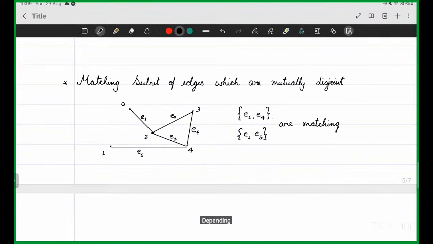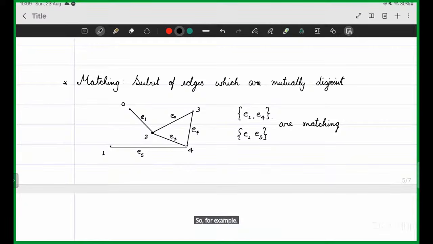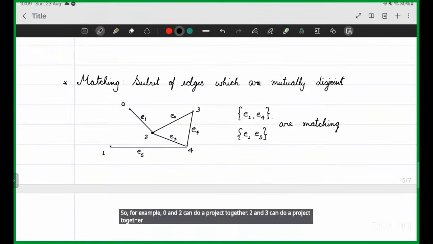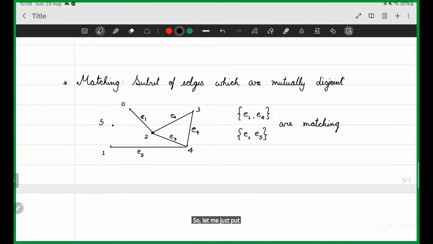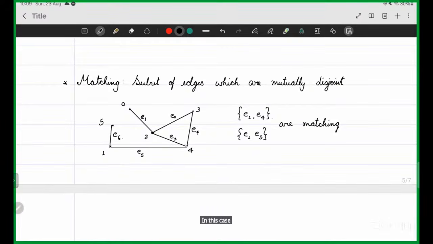Depending on friendship or capability or whatever, you have listed the members in your classroom and you have put an edge between them if they can do a project together. For example, 0 and 2 can do a project together. 2 and 3 can do a project together. Let me put one more vertex 5 over here and put this edge E6 over here just to make it better. So in this case, these are matchings, but I can also add E6 over here.